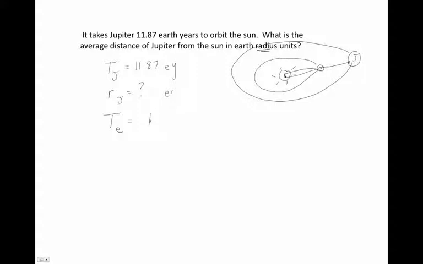Oh, it takes 1 Earth year for the Earth to orbit the Sun, and the radius of the Earth in Earth radiuses is exactly 1, since the Earth is 1 Earth radius from the Sun. Okay, I've got all my knowns and unknowns. Now it's just plugging it into the equation.